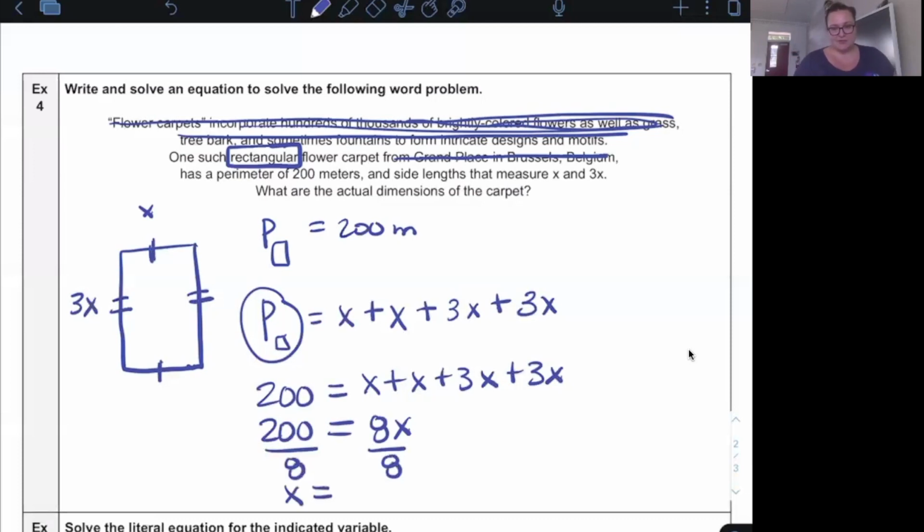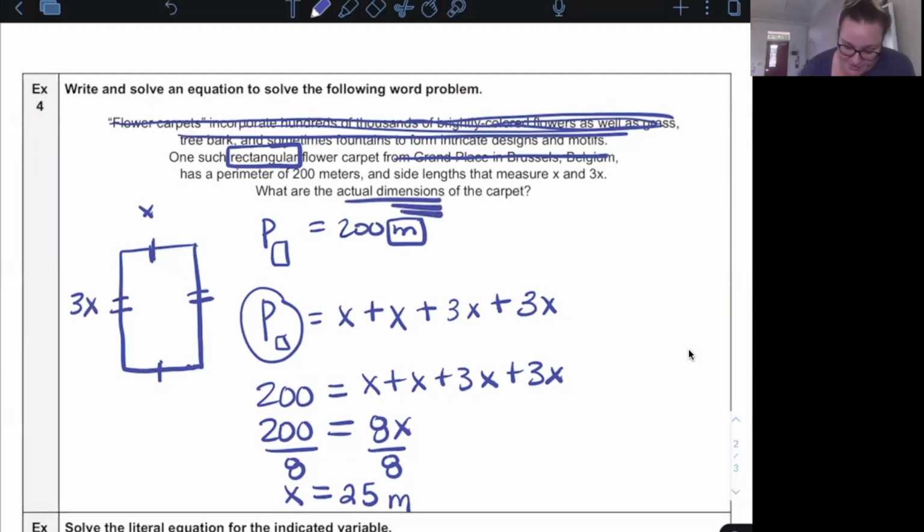So x is equal to 200 divided by 8, which would be 25. But this is a word problem. And we just found the length of one of the sides, which means this is a distance. So what unit are we measuring this in? Well, if the perimeter was in meters, so would the side lengths be in meters as well. So x is actually 25 meters. But because this is a word problem, you need to answer the question in a complete sentence. And the question wants the dimensions of the carpet.